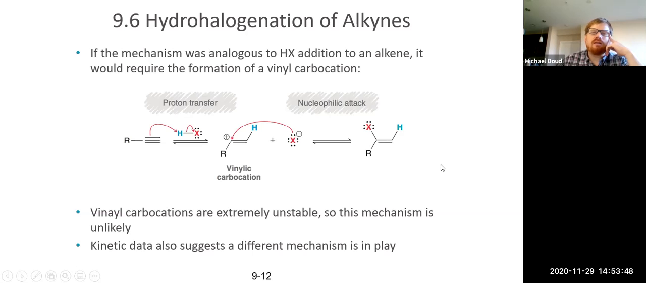Now if we knew that the mechanism was the same as what happened with HX addition, it would form a vinyl carbocation. So don't write this down in your notes or anything. We're just exploring what would happen. So this is the analogous way you draw a nucleophilic attack, or basically a proton transfer of a proton from the HX to the carbon-carbon pi system. That forms a vinyl carbocation, which then is subject to a nucleophilic attack. But I hope you remember, vinyl carbocations are extremely unstable. So this is not likely to occur.